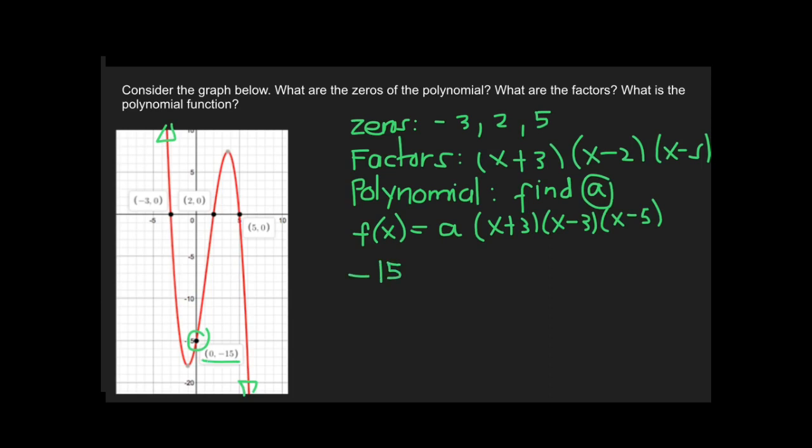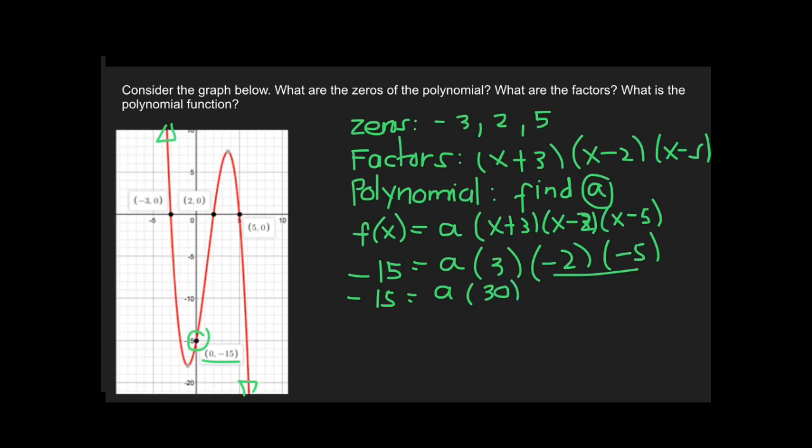So -15 equals a times, if x is 0, so 0 plus 3 is 3. If x is 0 again, 0 minus 2 is -2. And if x is 0, 0 minus 5 is -5. So we have -15 equals a times -5 times -2 is +10, and 10 times 3 is +30.